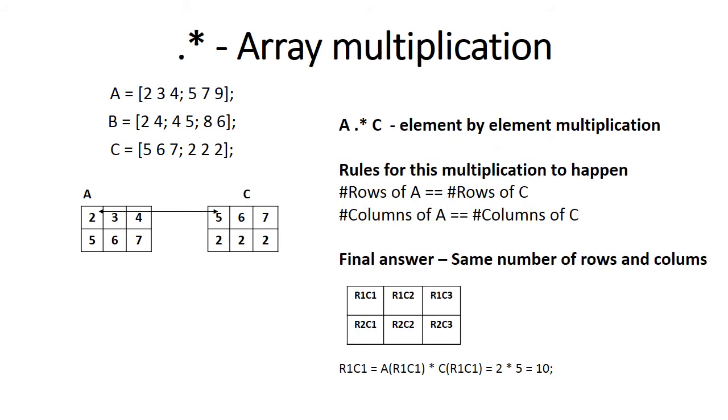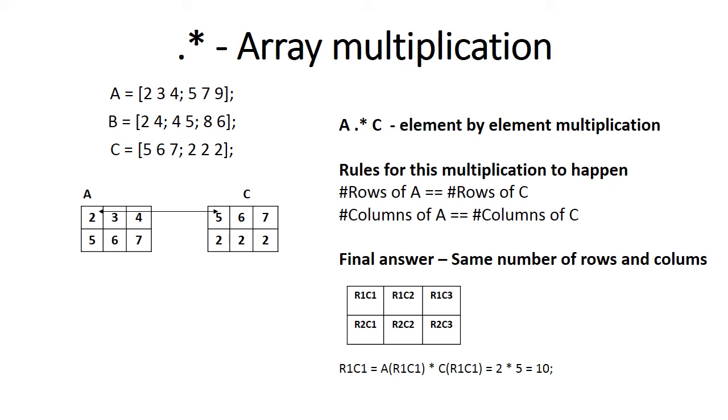The second array operation is the dot multiplication between two arrays, and in this case we're doing it between A and C. For the dot multiplication, which we also call element by element multiplication, they must be of the same shape. So the number of rows in A must be the same as the number of rows in C, and the number of columns in A must be the same as the number of columns in C. The answer also then has the same shape.